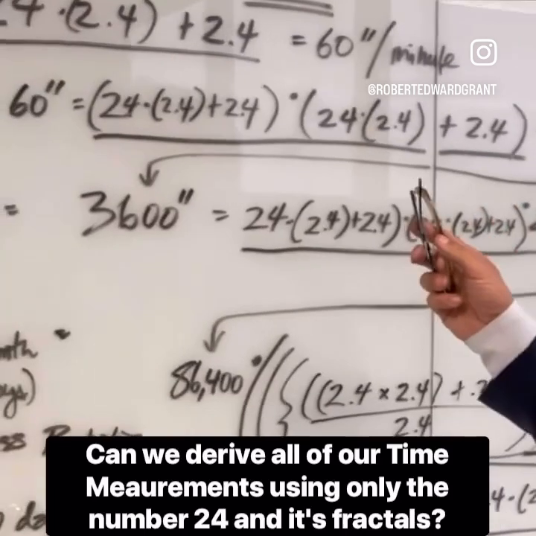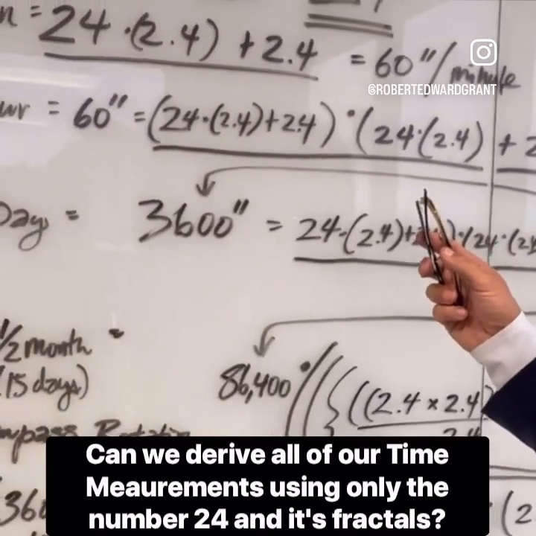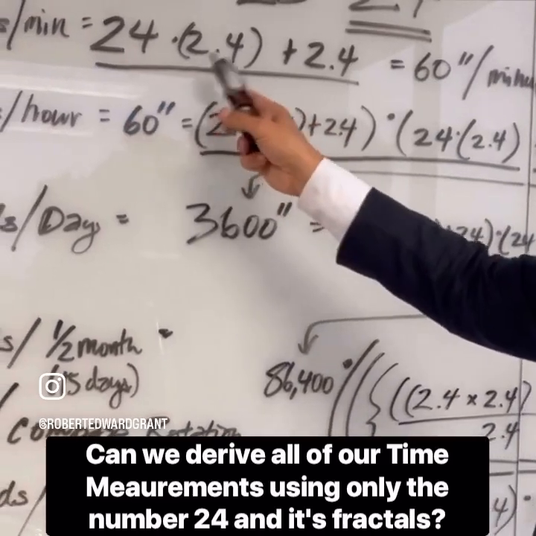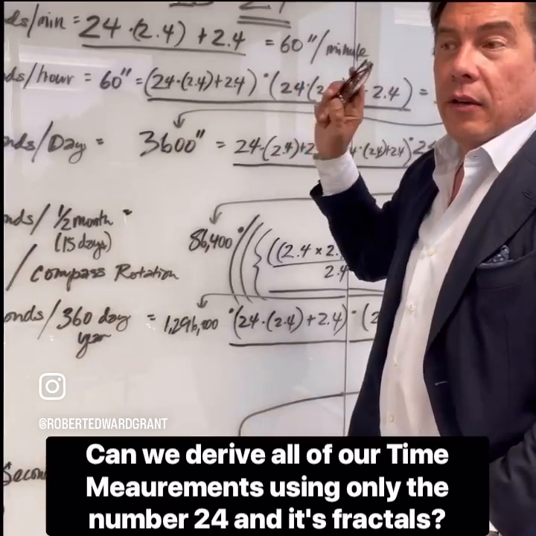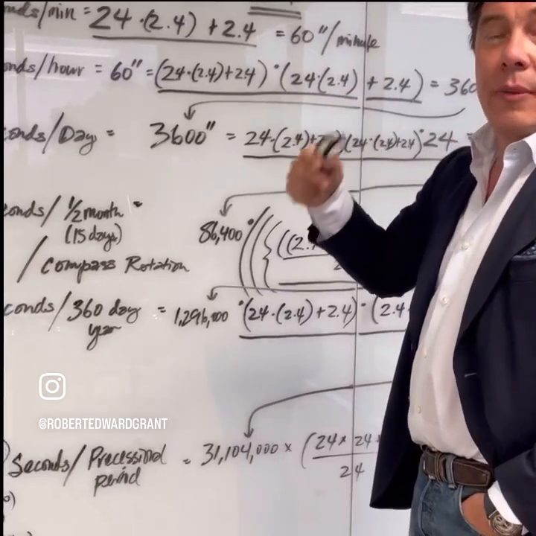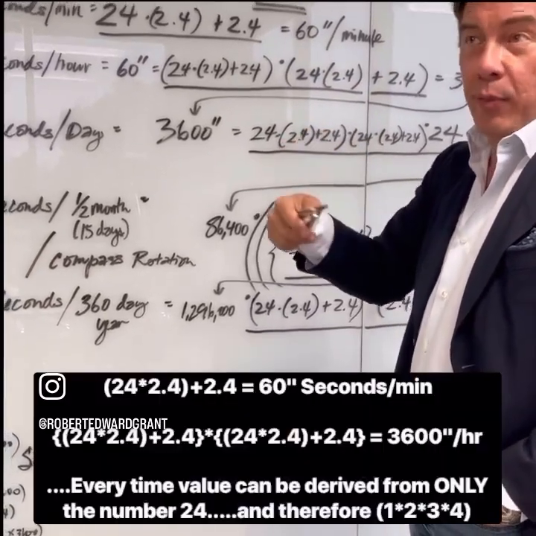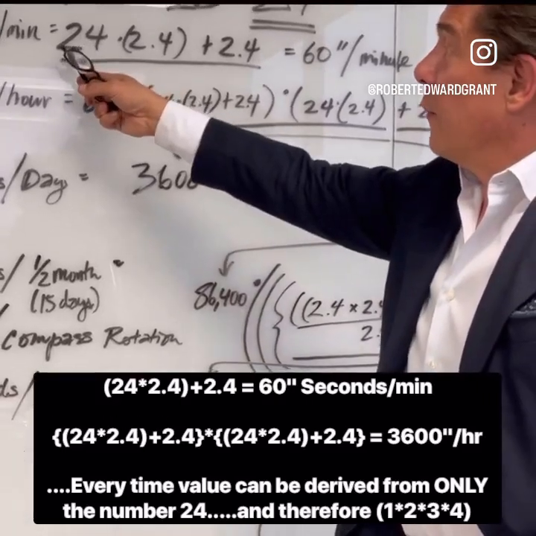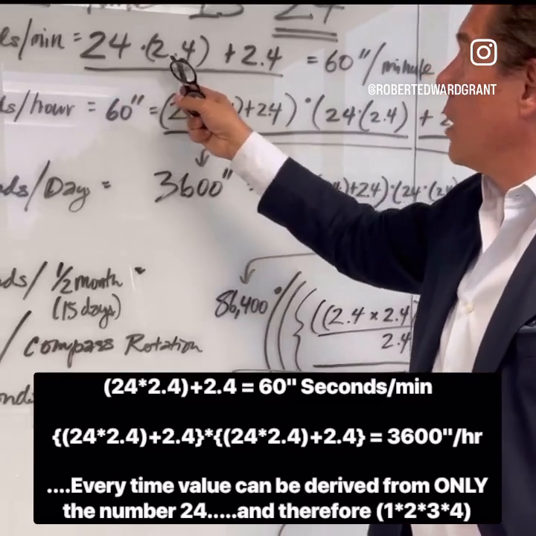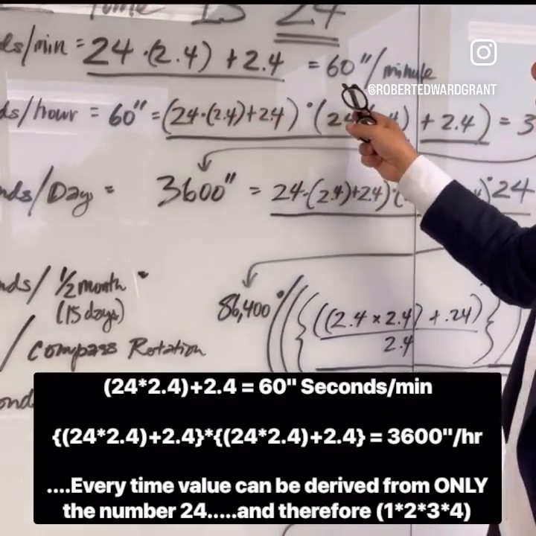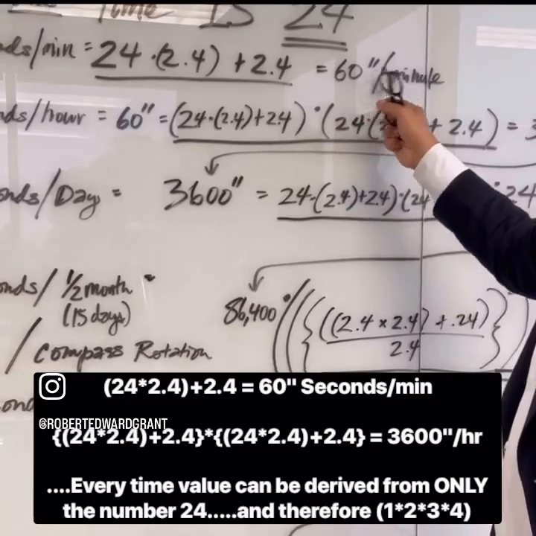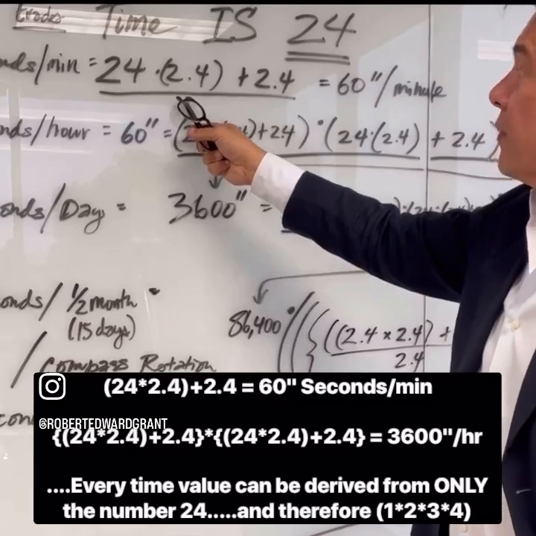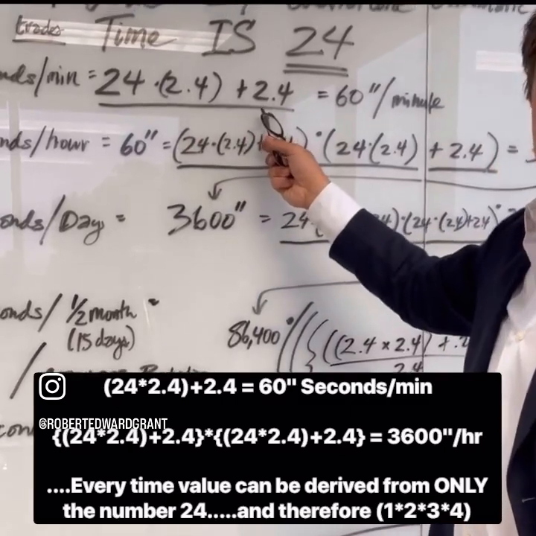Can we derive time solely through the number 24? Which is really just another way of looking at it: every time you see the numbers 24 or 2.4 or 0.24, you literally have 1 times 2 times 3 times 4, or 0.1 times 0.2, 0.3, 0.4, right? Same thing. And for the number of seconds in 1 minute, you've got 24 times 2.4 plus 2.4 equals 60 seconds in 1 minute. So 24 times 2.4 equals 57.6 plus 2.4 equals 60.